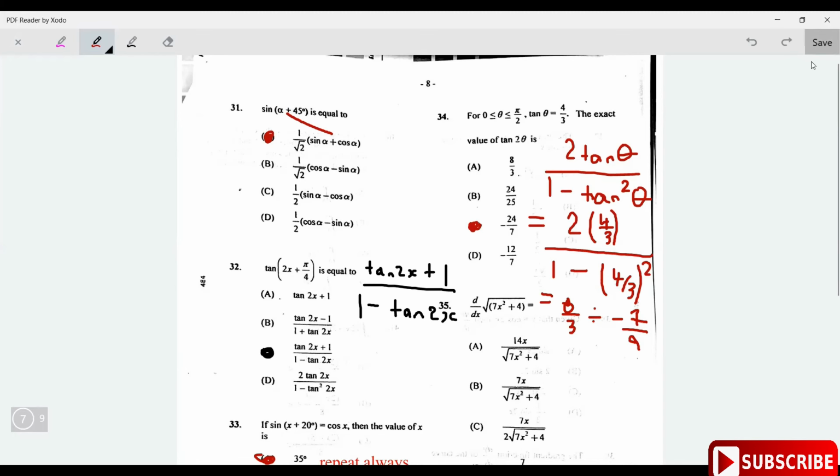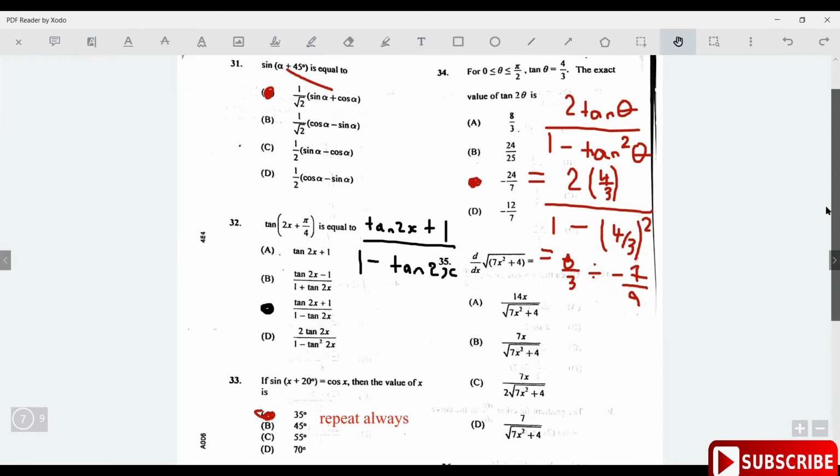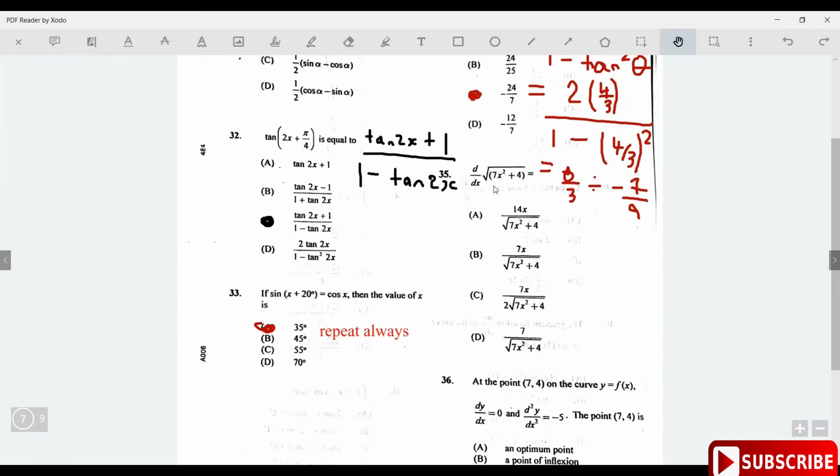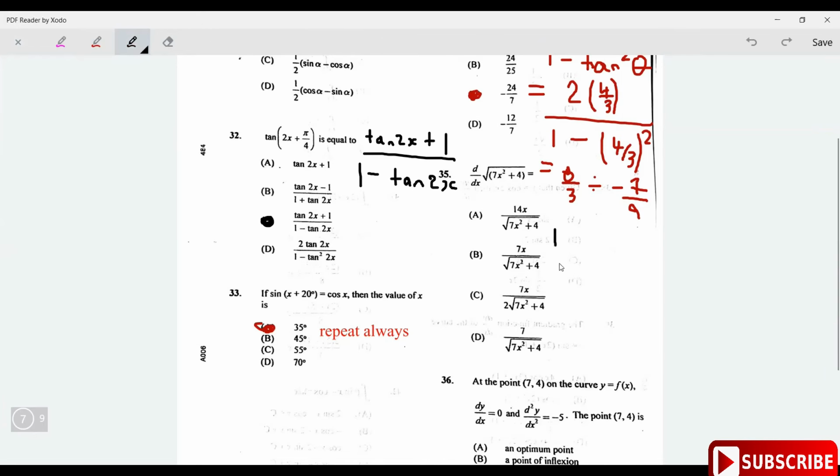That's the value of tan 2 theta. Next question, it says, what is the differential of this right here? So to differentiate this, first you carry down the power half, then you subtract 1 from the power. So when you subtract 1 from the power, it's going to be 1 over the square root of 7x squared plus 4.